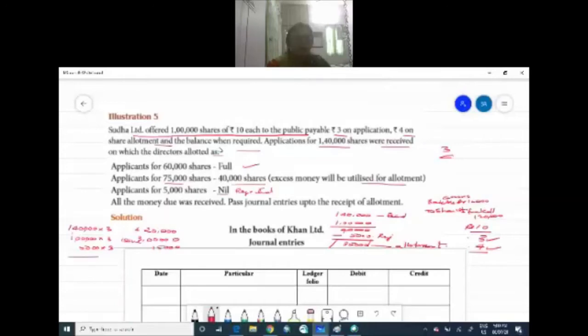Fine. So what is the balance? Out of the 1,40,000 you have received, the actual issue is only 1 lakh, so 40,000 is extra. In this 40,000 extra, you are going to reject 5,000. So what is the difference you have? 35,000. So 35,000 you are going to adjust in allotment. What is the allotment amount? 35,000 into 3 is 1,05,000. You are going to adjust 1,05,000 in your allotment amount. Shall I pass the journal entries for you and show it to you?